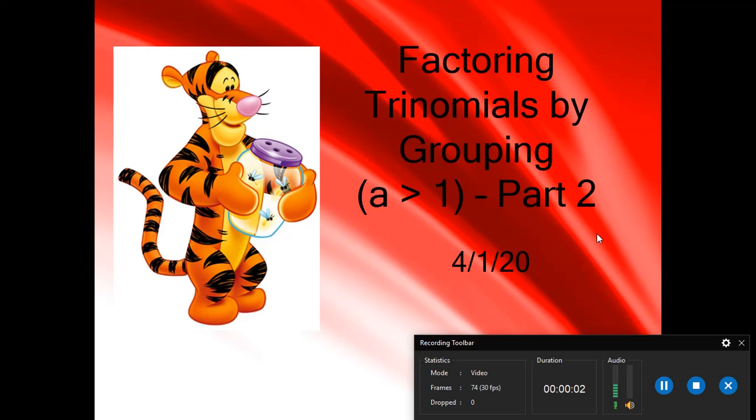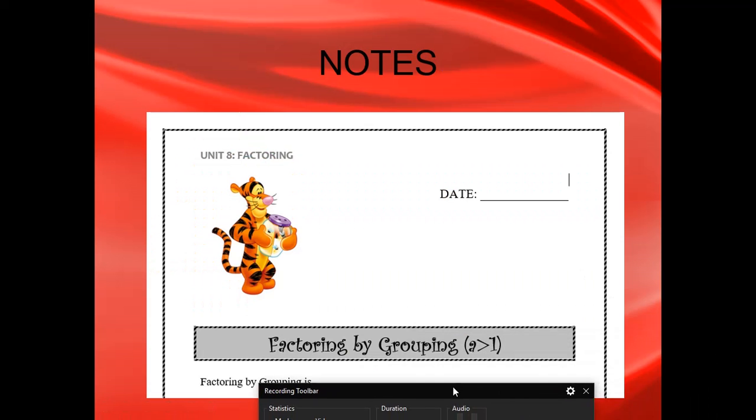Today we're going to finish our lesson on factoring trinomials by grouping. So this is part 2. You can put today's date on yesterday's notes, and just to recall, this is the note packet that we need.